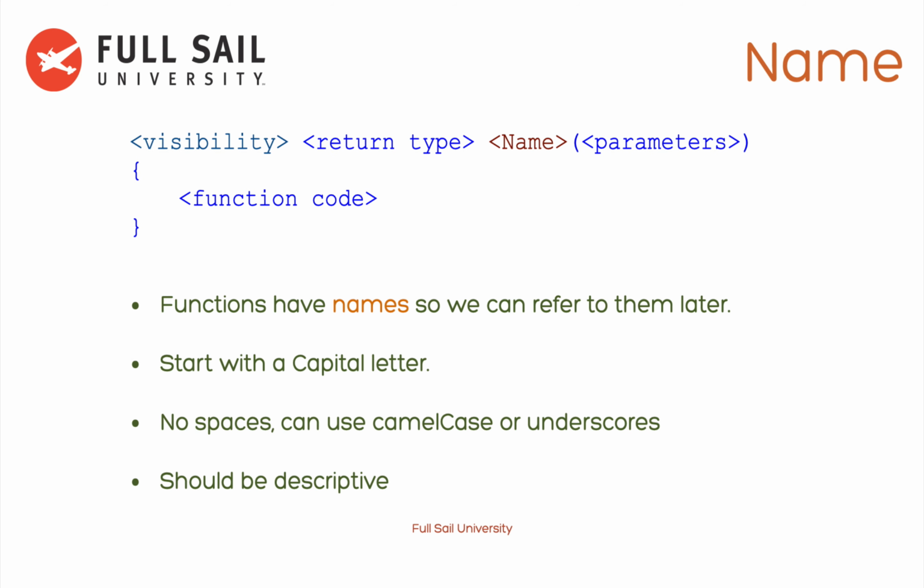Then we have the function name. And the function name is kind of a lot like the naming convention for variables. So it has to start with a capital letter. It cannot contain spaces, but you can use camel casing to make it easier to read, which is where you capitalize the first letter of every word. You can also use underscores, but we kind of want to go towards camel casing because that's the industry standard right now. And it should always be descriptive to what the actual function does. Because remember, a function usually has one specific task. So you want to name the function something very descriptive to that task as well.